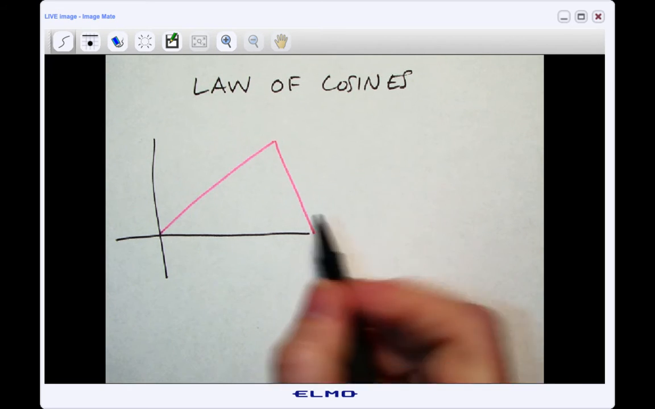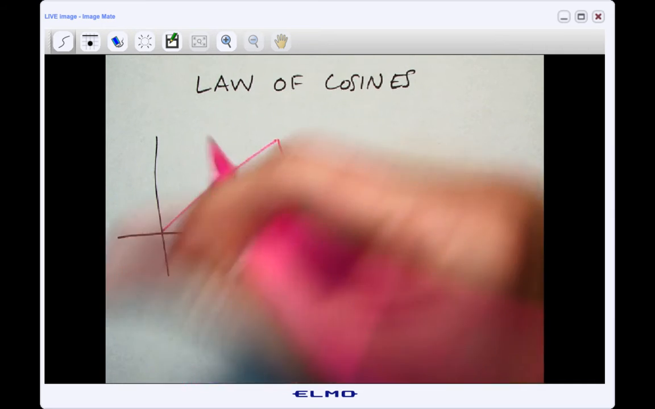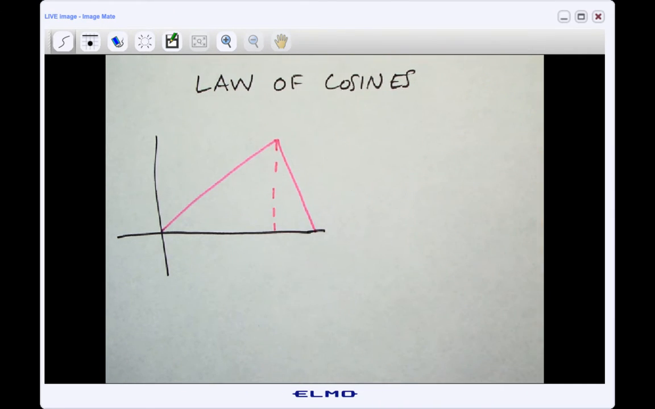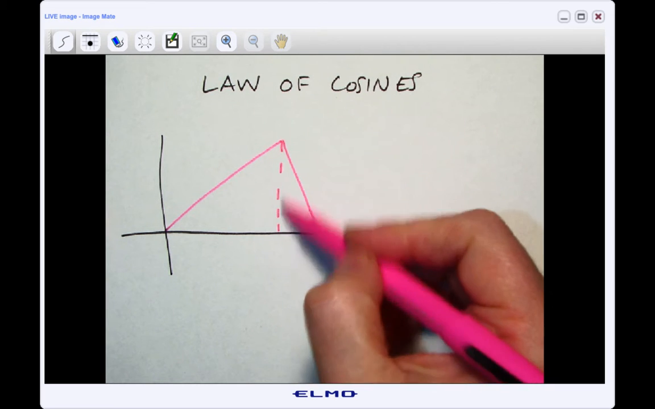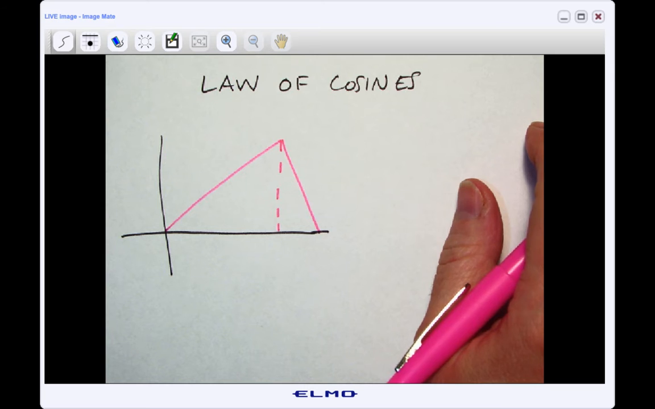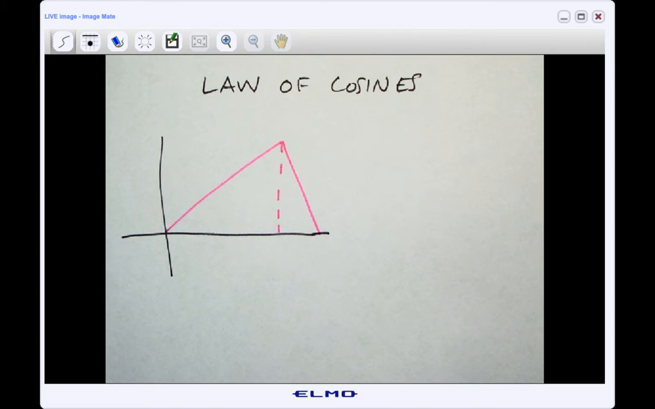I always like to make them acute just because that's easier for me to draw, but you can actually do this with another kind of triangle, and maybe the height would be outside the triangle. It doesn't matter which way you draw a triangle. This is just the way I'm going to draw it, okay? So let's label this triangle a little bit.